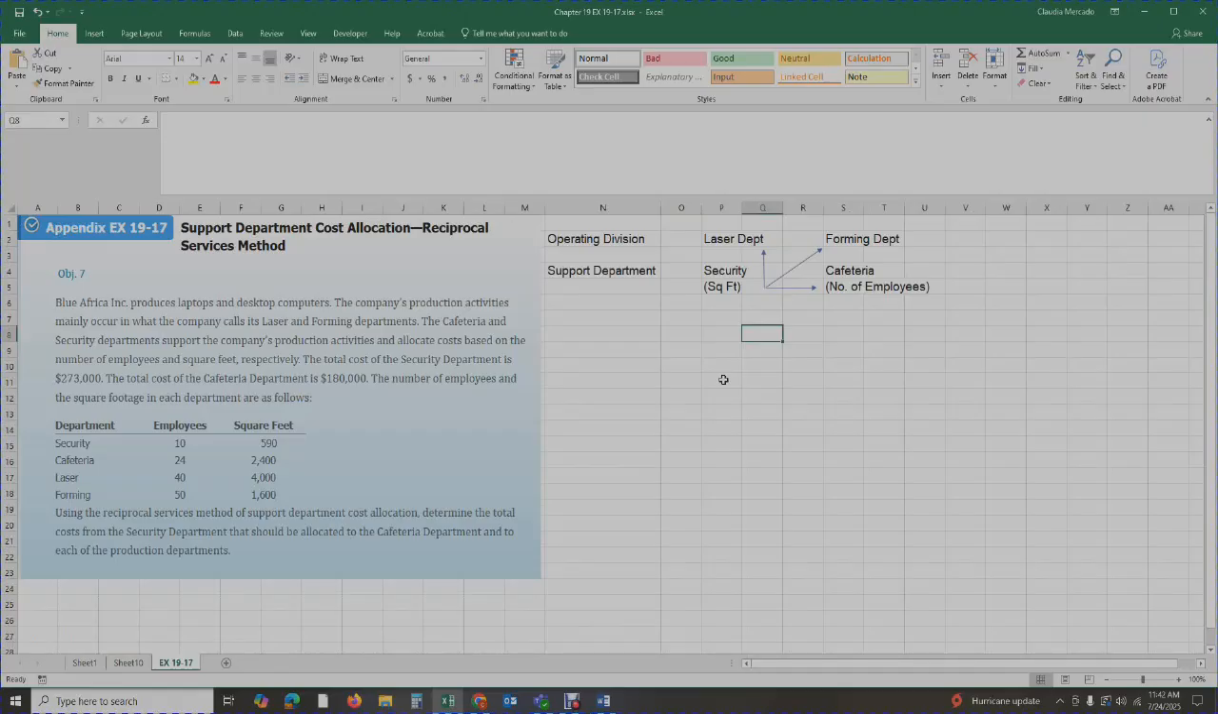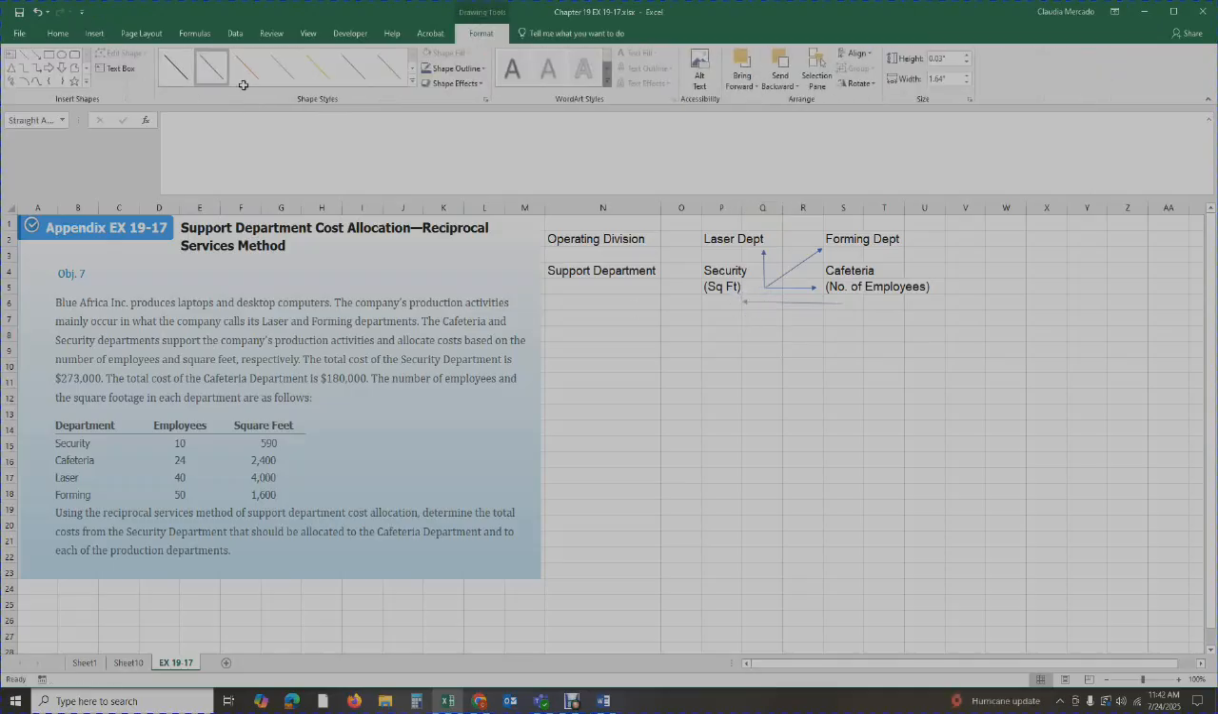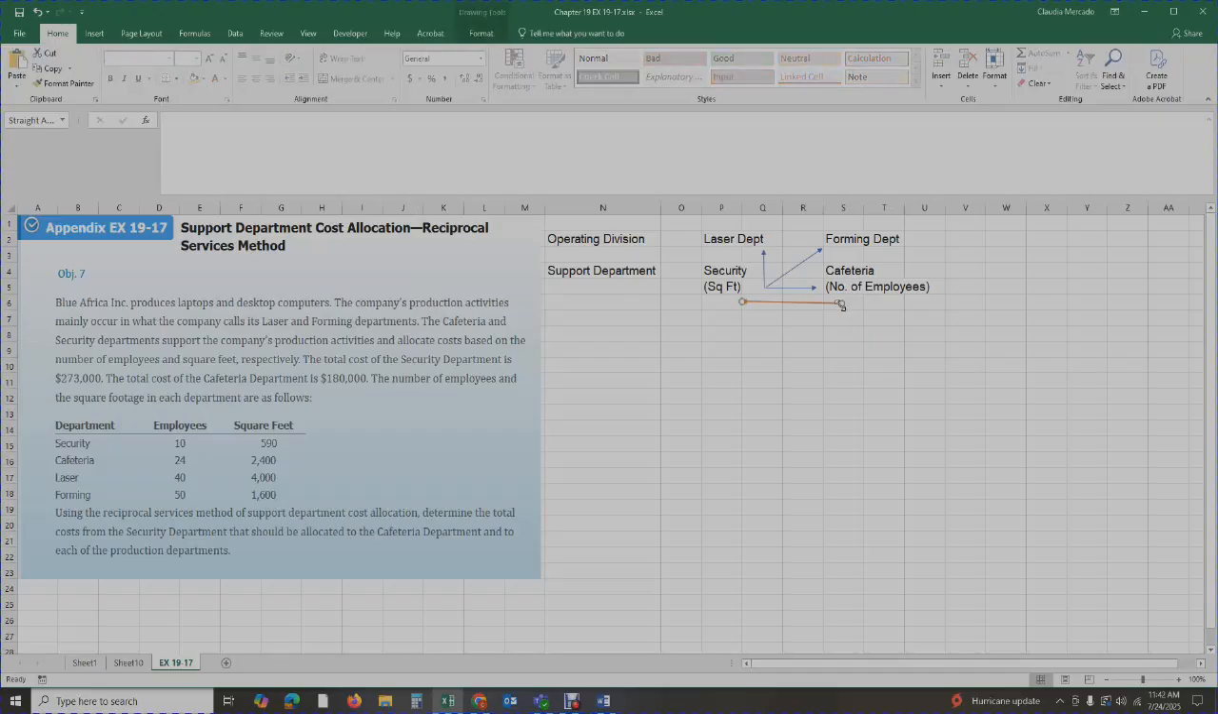Now, there's a caveat to that. Okay? It would be very easy if that's all we needed to do. But the problem is that the security department is going to get some of the cost of the cafeteria. Okay? So, the security department is going to get some of the cost of the cafeteria, and then they're going to have a balance again. So, we need to make sure that we allocate the total of my security cost plus any costs I get from the cafeteria. The sum of those two things is going to get redistributed into the other three sections. That way my security costs, when they're distributed, goes down to a zero.